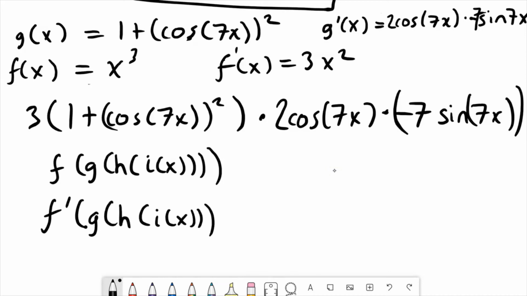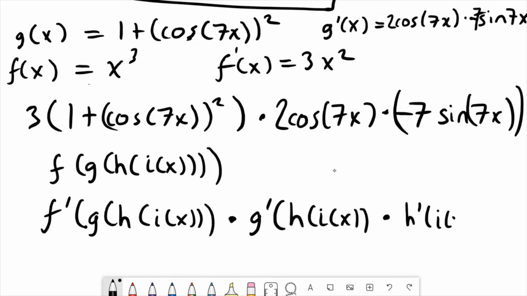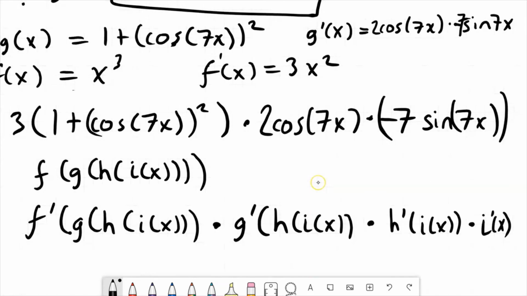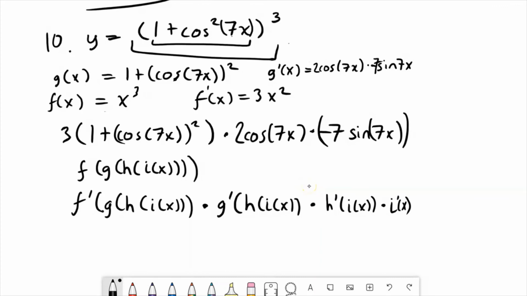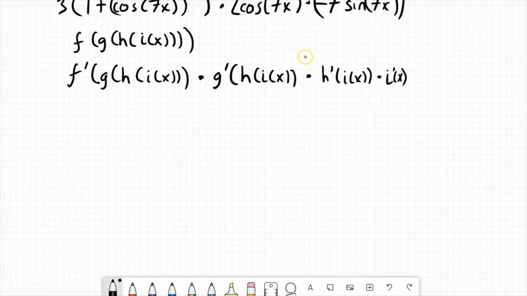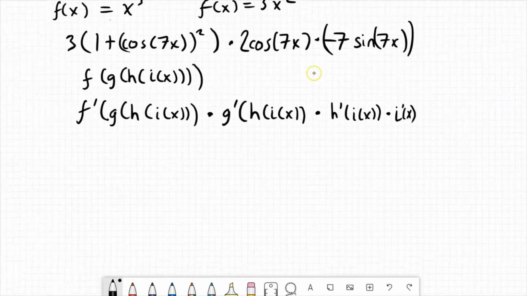Alright, find the derivative of the outside, keep the inside the same, and then multiply by the derivative of the inside. Multiply by the chain, which is h prime now, and then multiply by i prime. This pattern can actually continue on if you have 5 compositions or 6 or 7. You just keep this pattern going, but that one was a hard one. Let's continue.